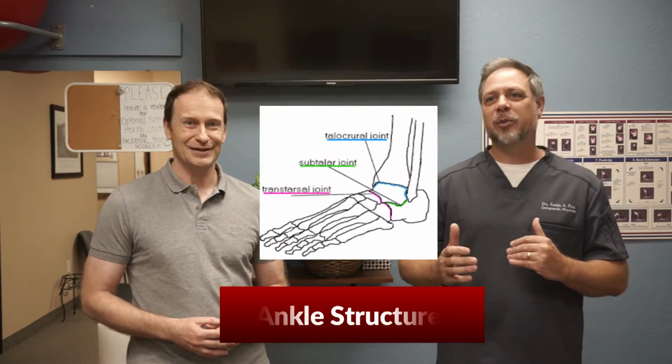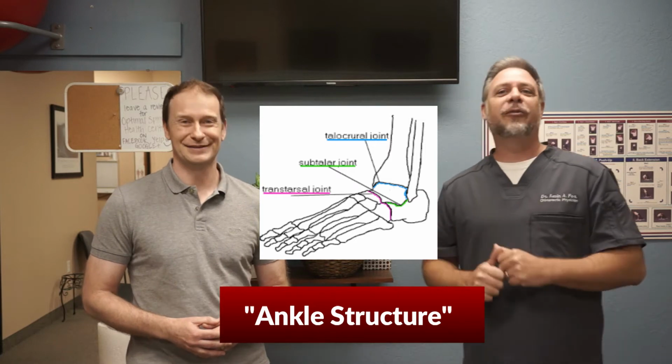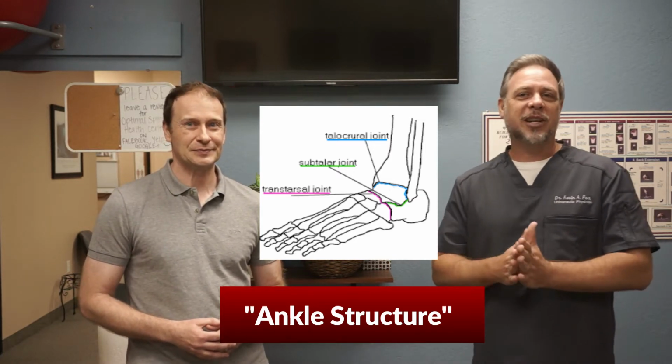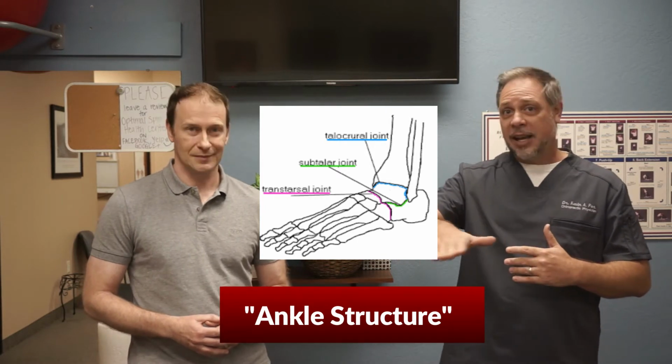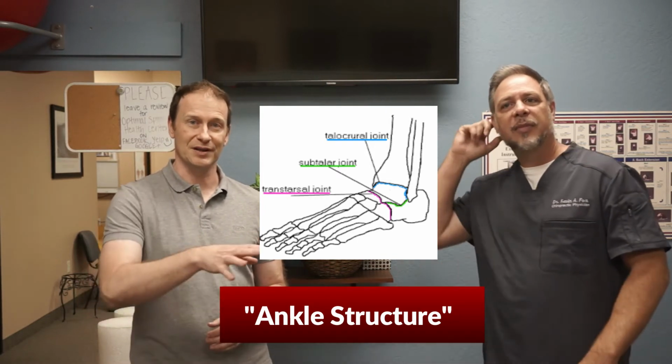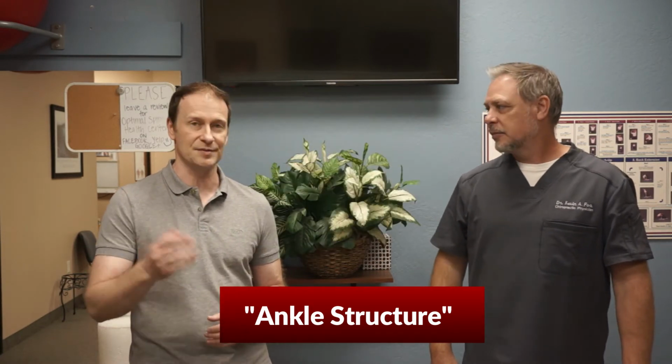So the first thing we want to do is talk about the ankle structure itself. The ankle is a complex hinge joint with three different joints: the talocrural, the inferior tibiofibular, and the subtalar. The subtalar is what's going to move the ankle joint side to side. That's what makes it a complex hinge. Instead of straight up and down, it also has a side to side motion.